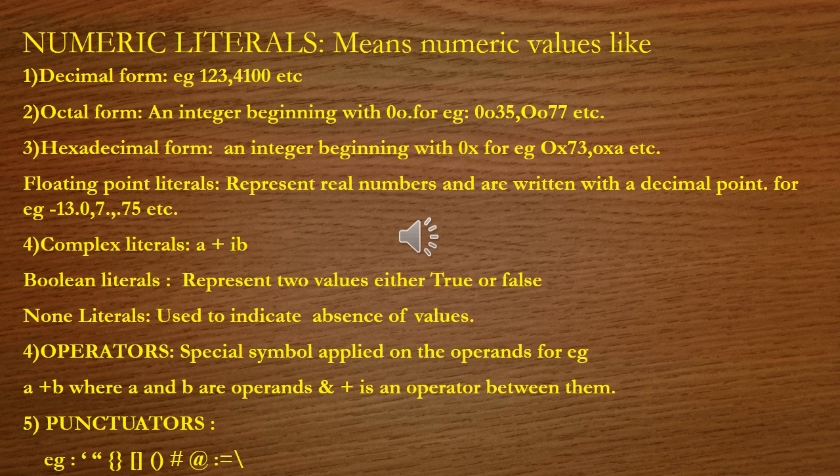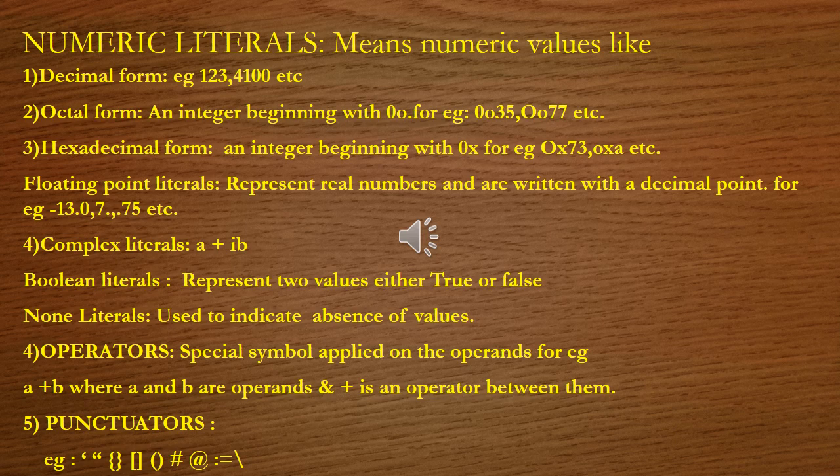One of the most important literals in numeric type is floating point literals, that represent real numbers and are written with a decimal point, like 13.0, 7.75. These are examples of floating point literals. We can use these literals in the Python programming language very frequently.